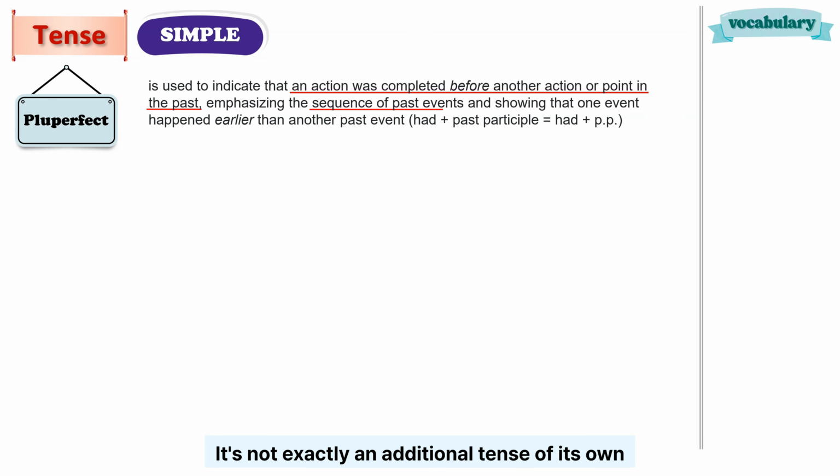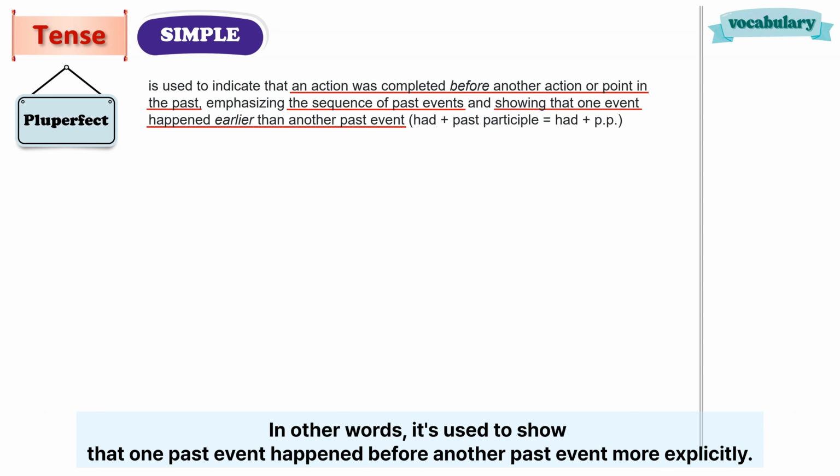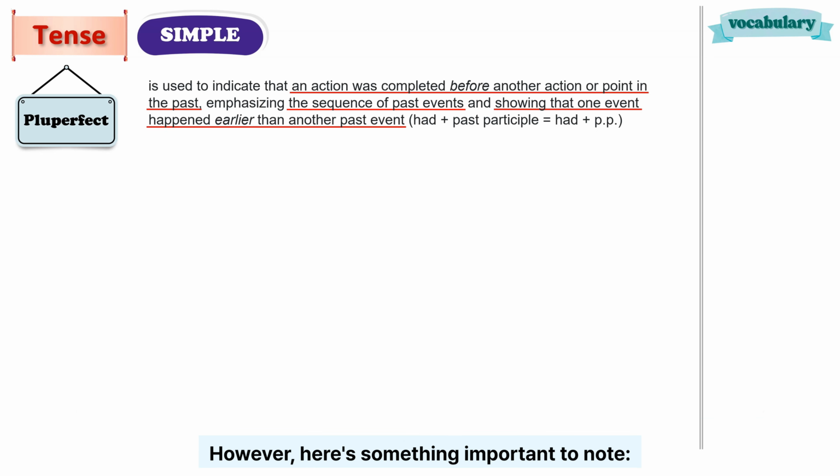It's not exactly an additional tense of its own, but rather a way to express an action or state completed earlier than a specific point in the past. In other words, it's used to show that one past event happened before another past event more explicitly. However, here's something important to note. Its form is the same as that of the past perfect.